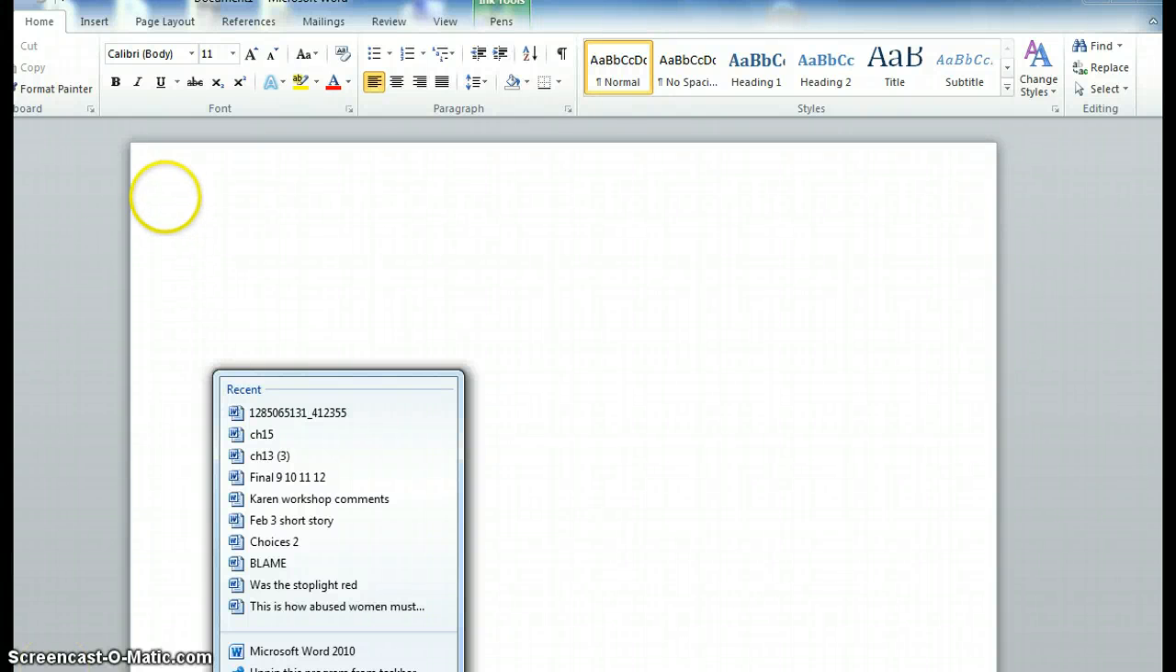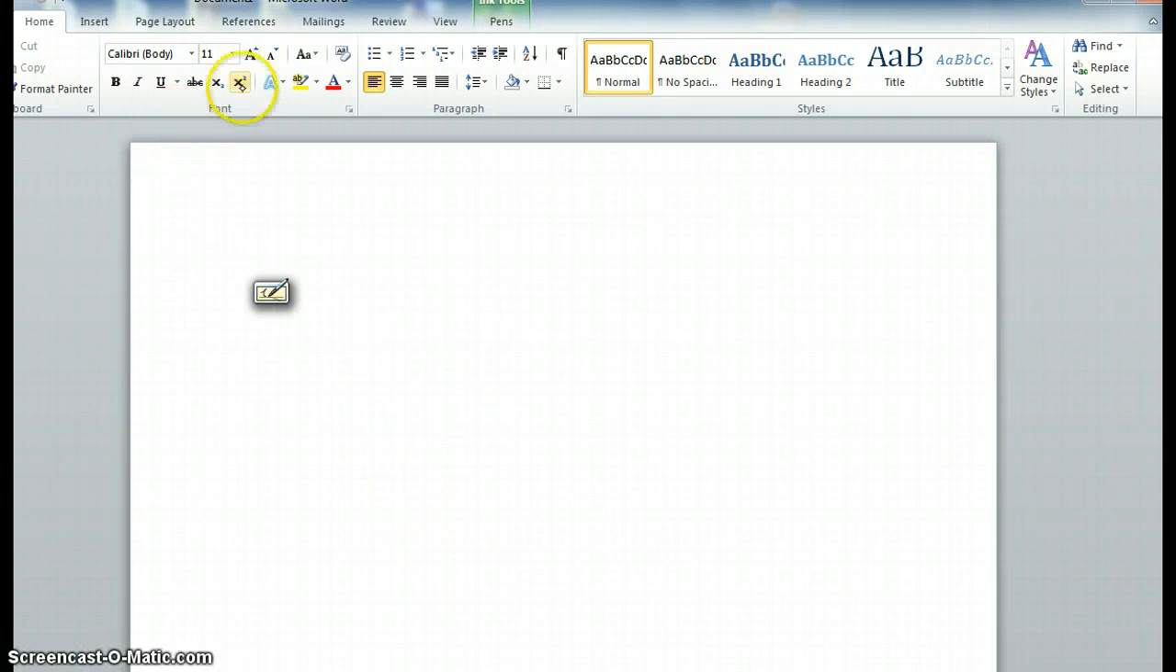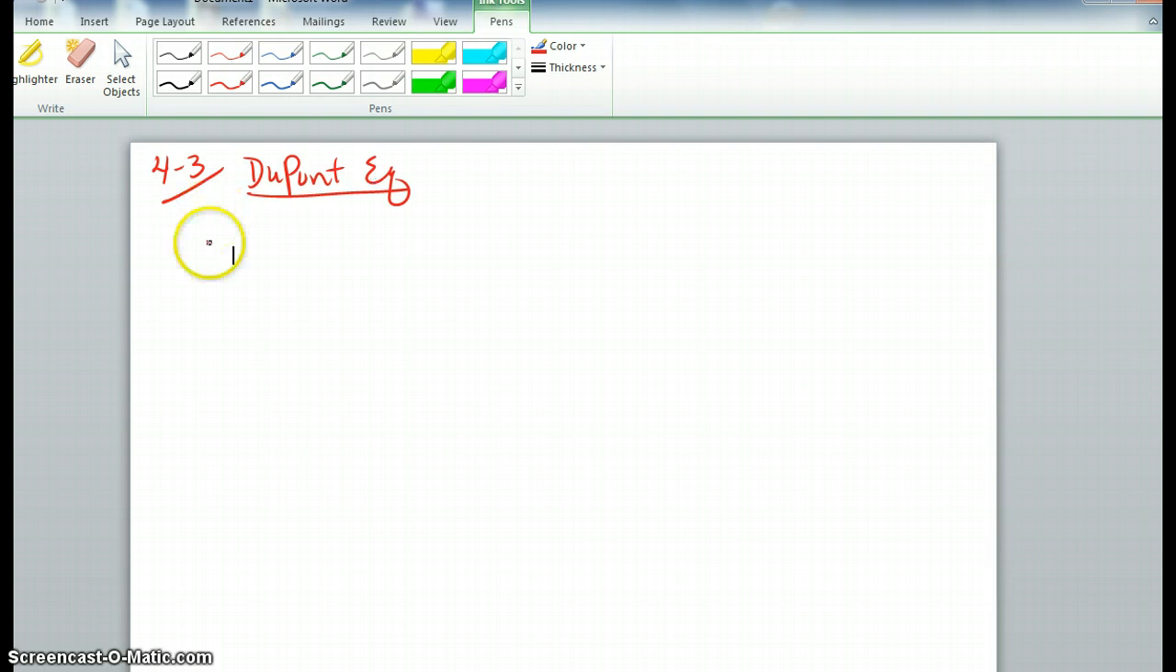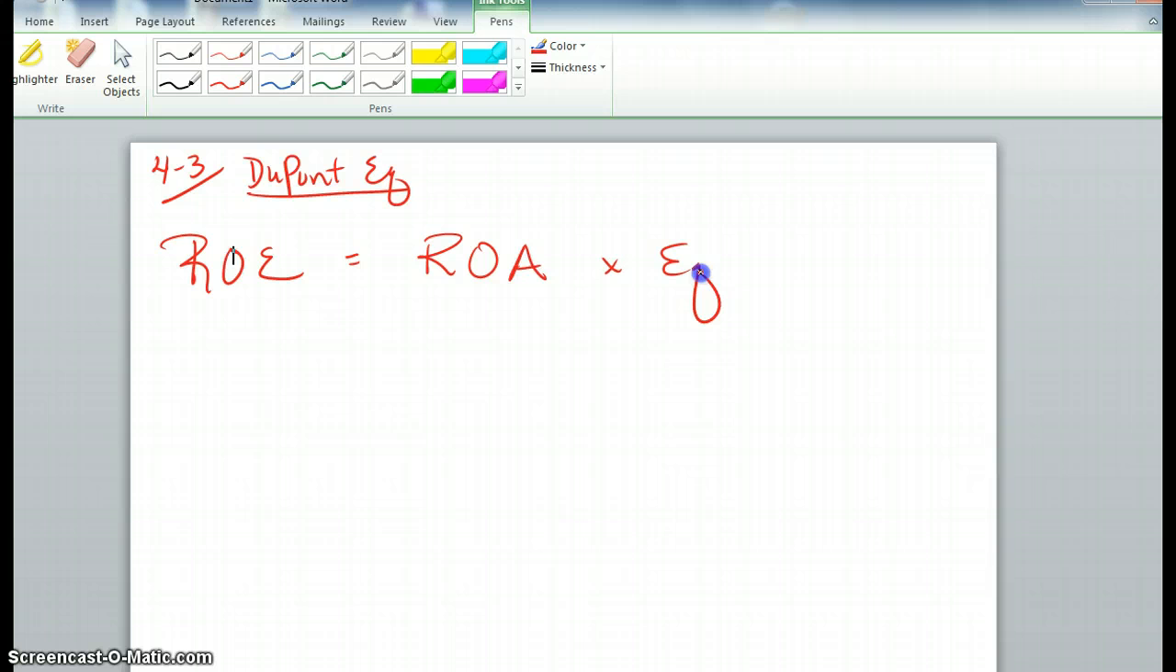I want to help you out with problem 4-3, and in order to do that, I want to explain a little more about the DuPont equation that you are to use to solve this problem. The DuPont equation in your book, you can see it solves for return on equity. And it says return on equity is return on assets times the equity multiplier.